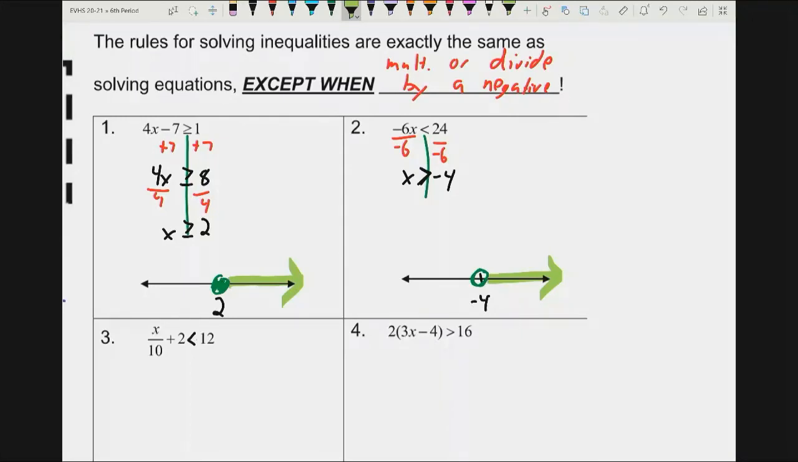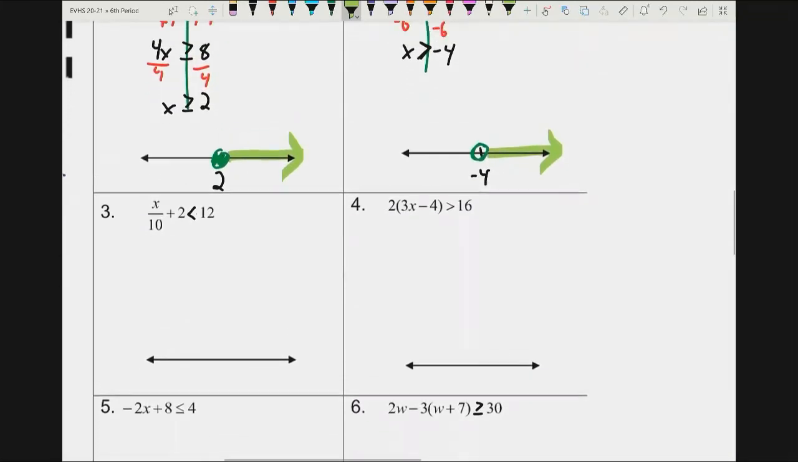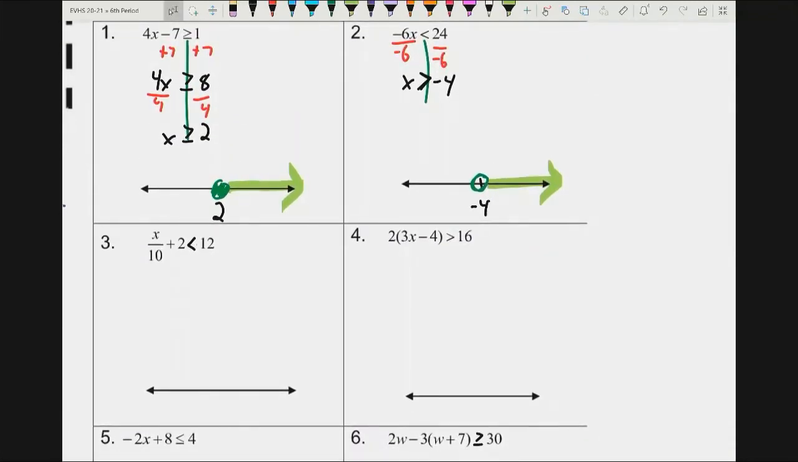Okay, any questions so far? All right. Number 3. Here, I'll leave those up so you can still see them if you're trying to catch up. Number 3, remember you should have already flipped that sign around. Let's go ahead and draw our number line there. And now let's subtract 2. So x over 10 is less than negative, no. Is less than 10.